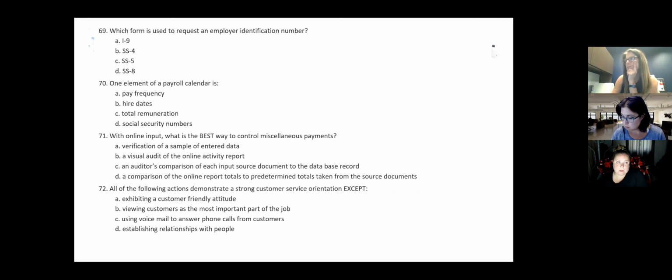So good job. Which form is used to request an EIN or an employer identification number? You guys rock. B, SS4, good job. One element of a payroll calendar is very good. Pay frequency.